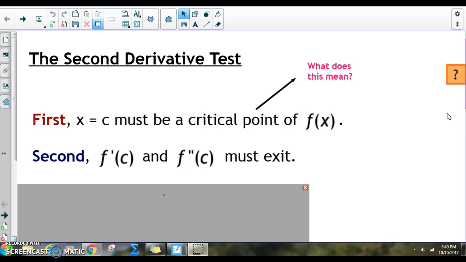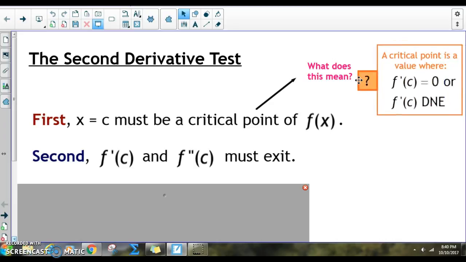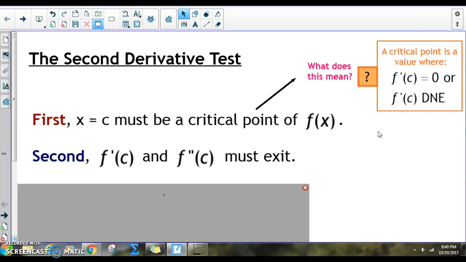So the first thing I want to tell you about the second derivative test is that the value x equals c has to be a critical point of the function. Well, what does it mean for something to be a critical point or a critical value? Let me remind you of that. A critical value or a critical point is a value where the derivative at that value is equal to 0 or the derivative at that value does not exist. So in order to use the second derivative test, this must be true. You have to have a critical point at x equals c.